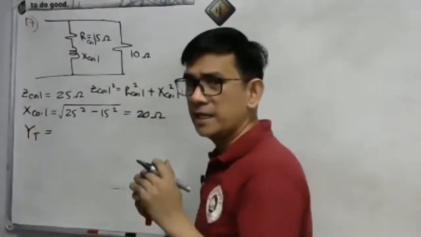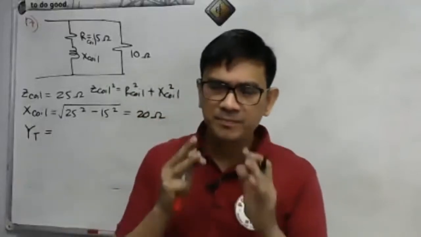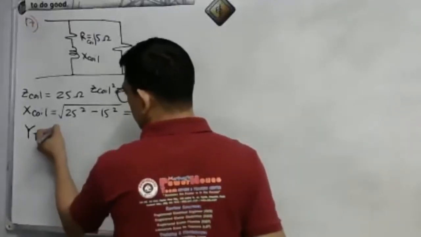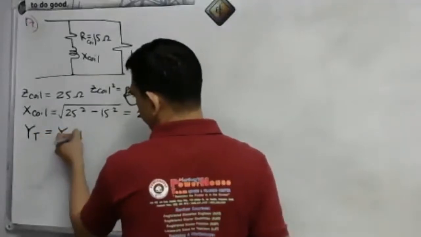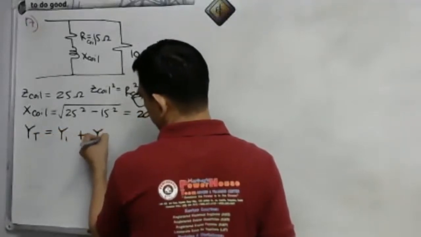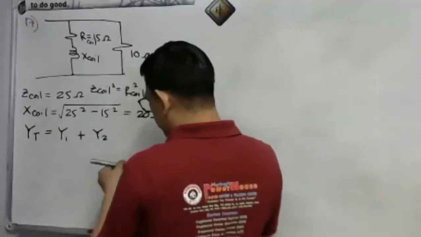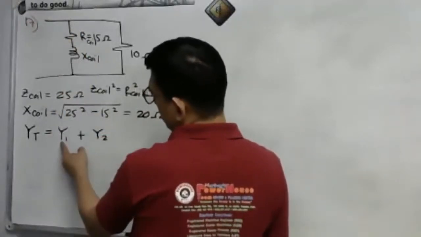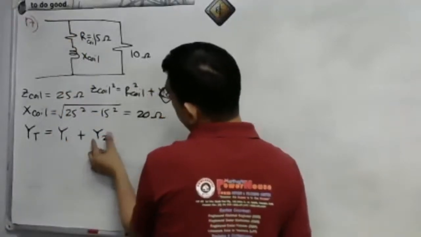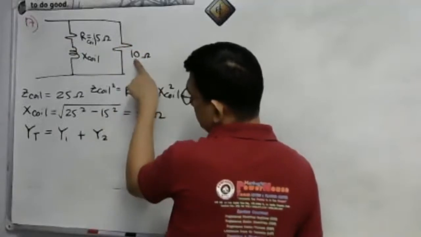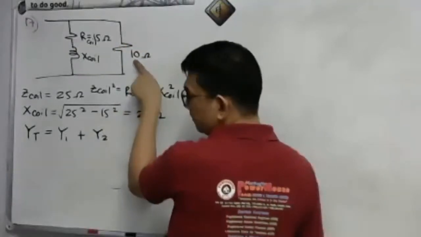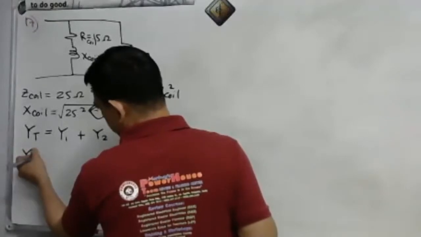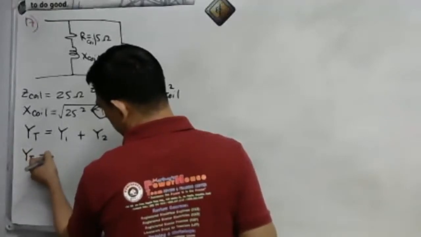Okay, to get the total admittance for a purely parallel circuit, that is simply equal to y sub 1 plus y sub 2. The admittance of the first branch is the y of the coil, and y sub 2 is this portion, which is just the pure R. So, using our calculator, y sub t, how much is this?